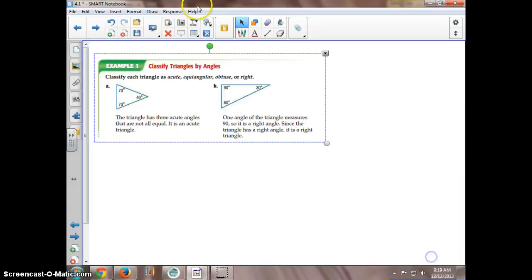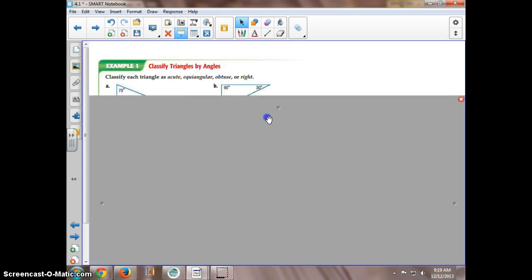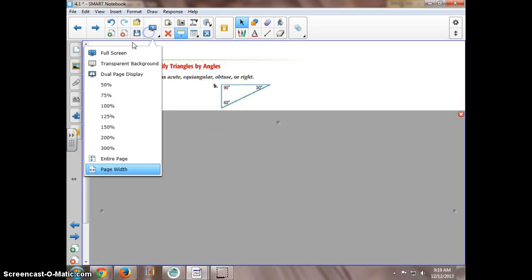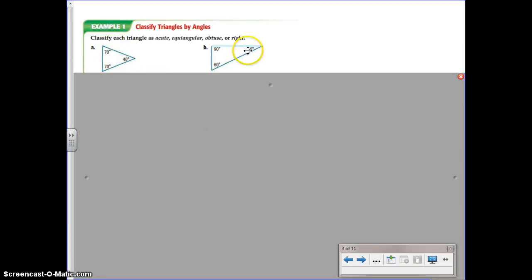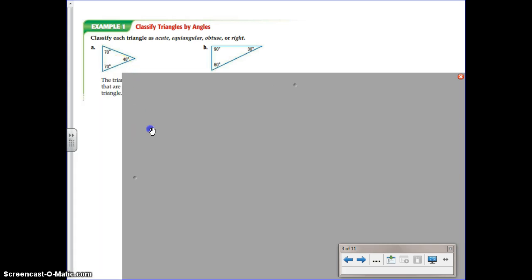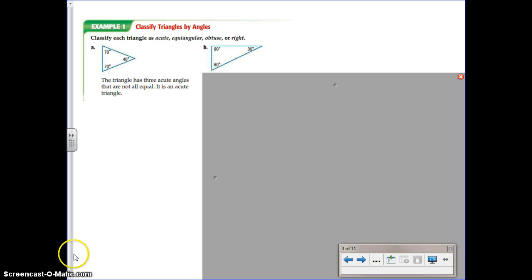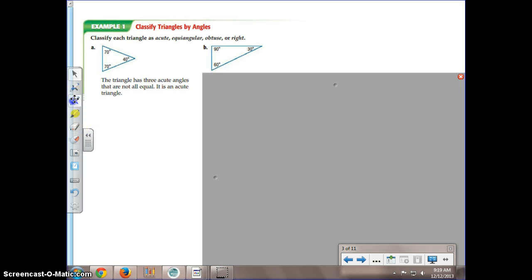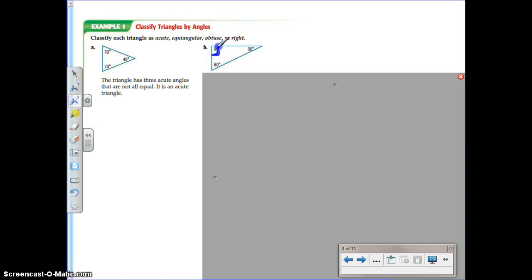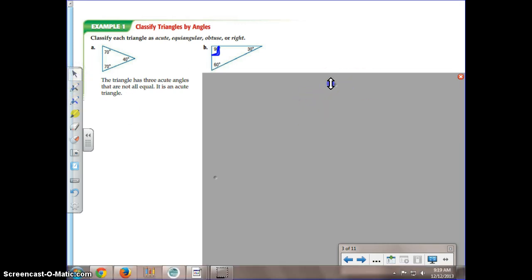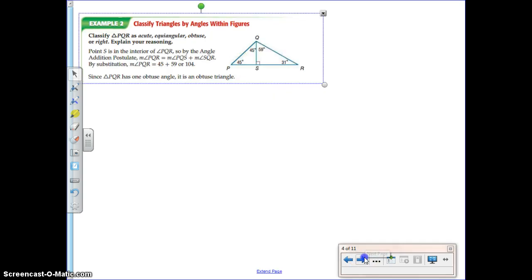Let's cover this up here so we aren't giving anything away, but if you were asked first to classify each of these triangles, would you be able to do it? Just think first to yourself. All right, for this first one, if you noticed that the triangle has 3 acute angles that are not all equal, that's your indicator to know that it's an acute triangle. Over here, there's one key angle that shares information that indicates what kind of triangle this will be, and that is that right angle, which makes it a right triangle.